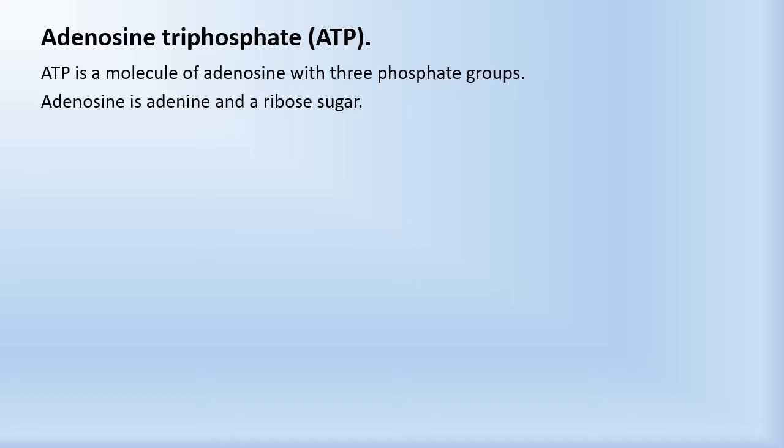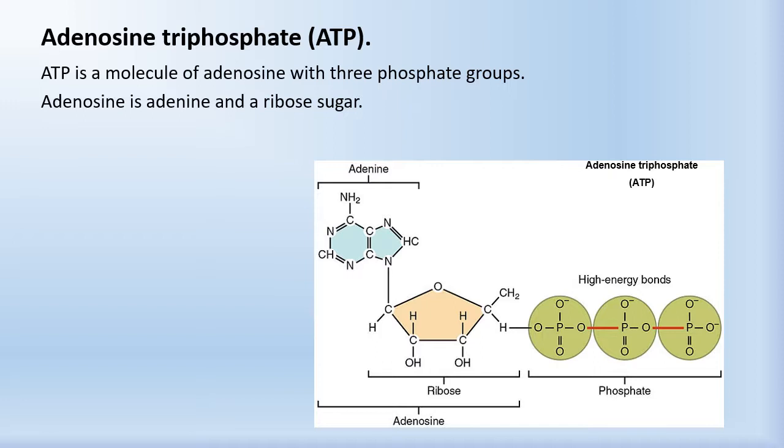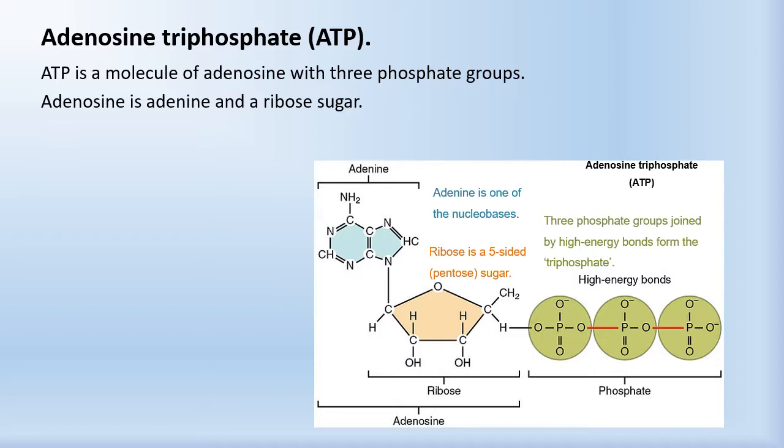Adenosine triphosphate, or ATP, is a molecule of adenosine with 3 phosphate groups, hence triphosphate. Adenosine is adenine and a ribose sugar. Look at the molecular structure. Adenine is a nucleobase made from atoms of carbon, nitrogen, and hydrogen. The other part of adenosine is a pentose sugar, a 5-sided ribose sugar. Bound to adenosine is a sequence of 3 phosphate groups of phosphate and oxygen.